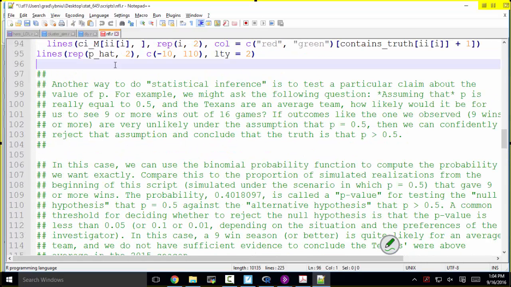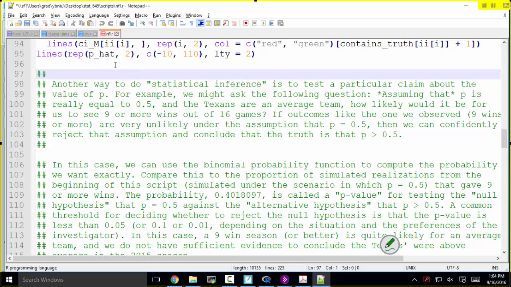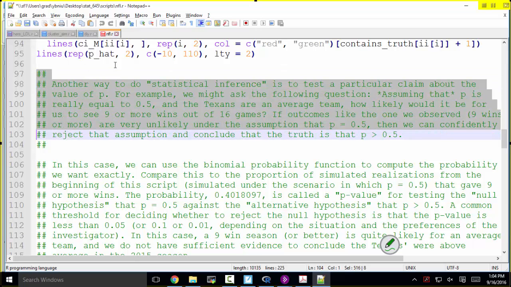Okay, now let's talk about hypothesis tests using the Bootstrap. A confidence interval is one type of inference. It's a confidence statement about the population made on the basis of sample data. But it's an interval estimate, that's what it is.